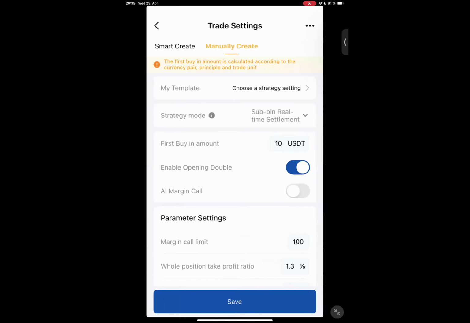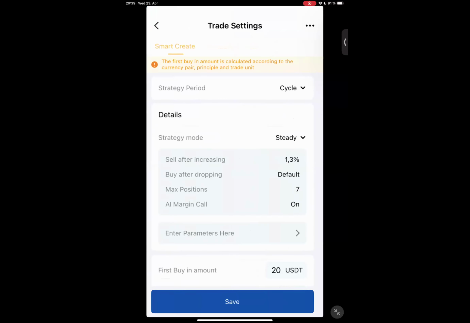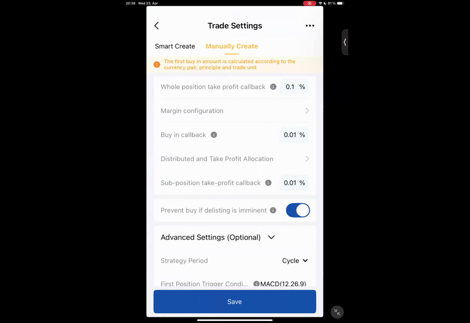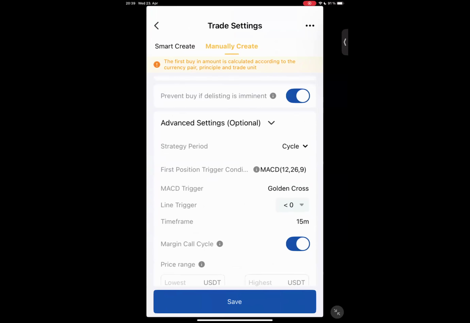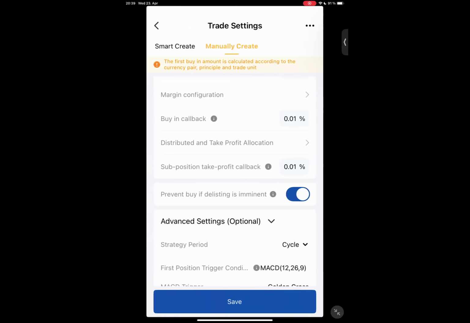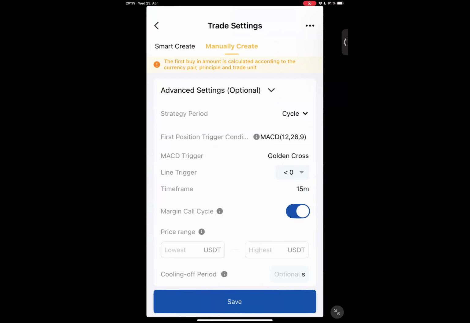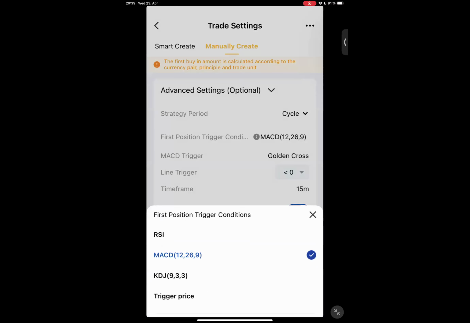Now, under the trade settings, there are some parameters I would love to explain in more detail. So we have the advanced settings here where you'll be able to choose either RSI, MACD, KDJ, or the trigger price. Okay, we usually use the indicators, which is MACD or RSI. I've used RSI before, but looking at MACD, I think I'm in love with MACD more than RSI.